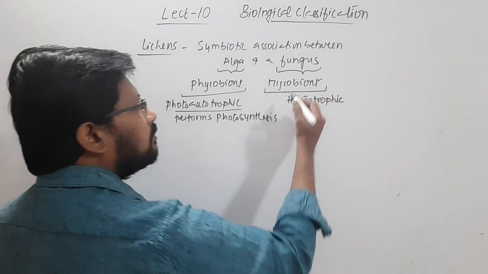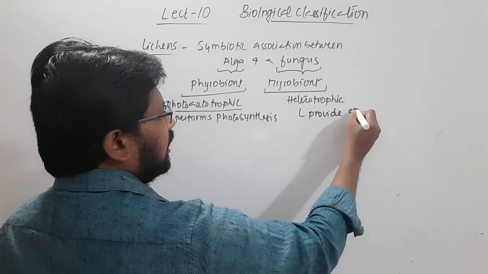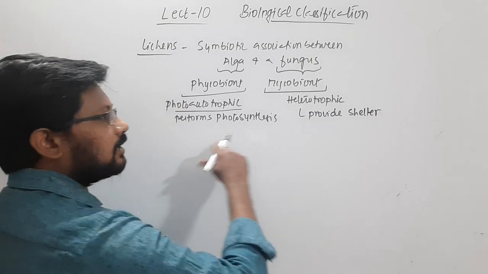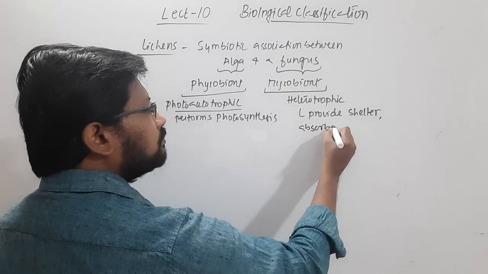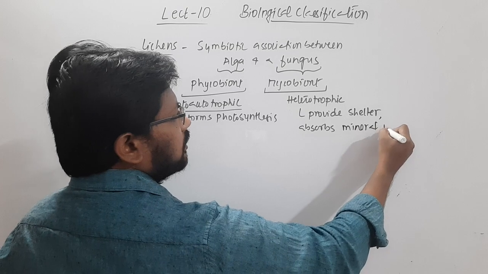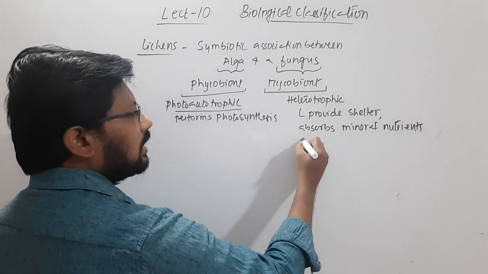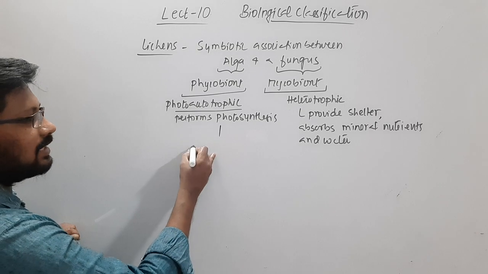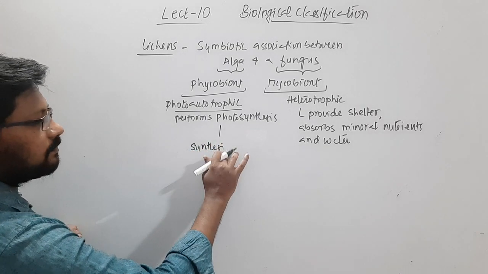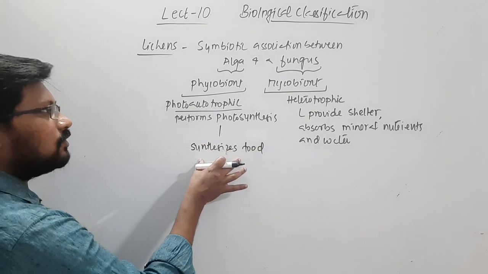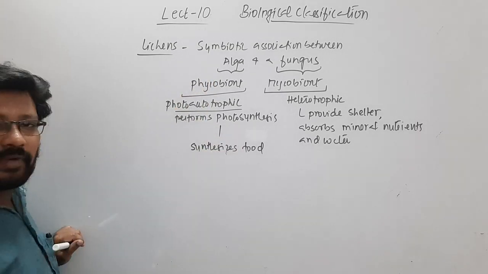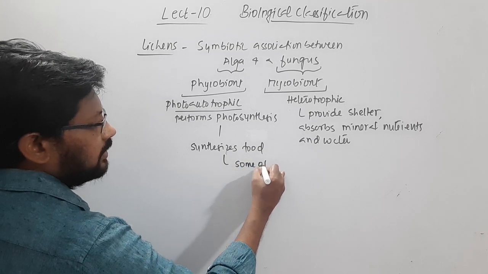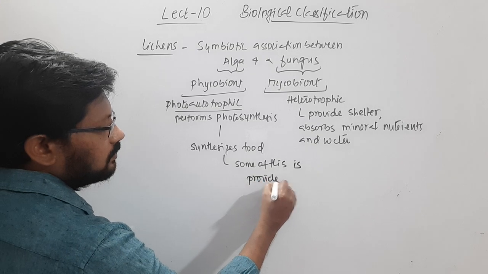What it does, the mycobiont, it provides shelter to the alga, and it helps in absorbing mineral nutrients and water, which it supplies to the alga. By taking these minerals and water, the alga performs photosynthesis, and in photosynthesis it synthesizes food. Some of this food will be used by the alga, and some food is provided to the fungus.